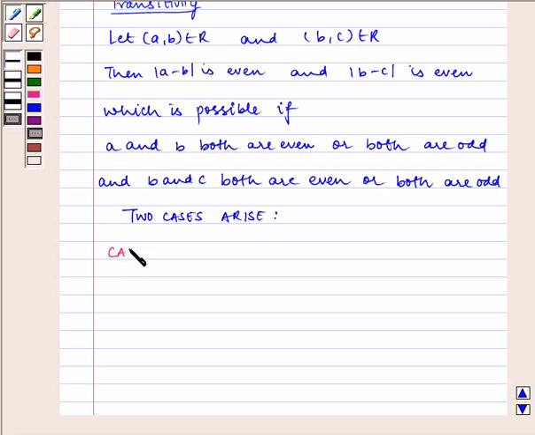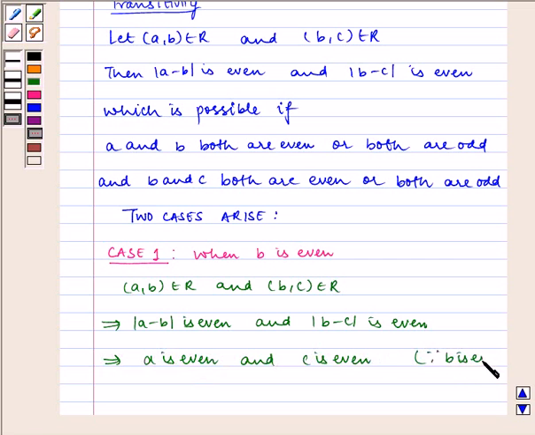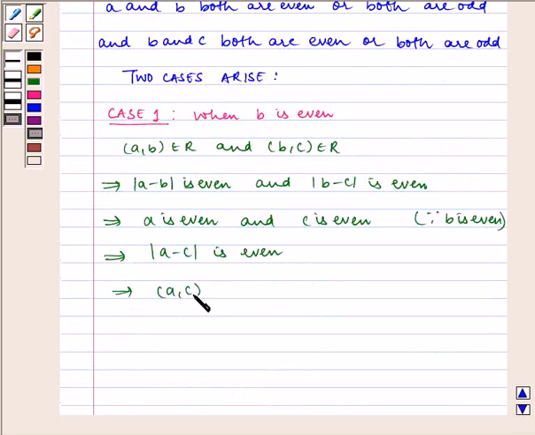Case 1: when b is even. Then (a, b) belongs to R and (b, c) belongs to R, which implies |a − b| is even and |b − c| is even, which implies a is even and c is even because b is even, which implies |a − c| is even, which implies (a, c) belongs to R.